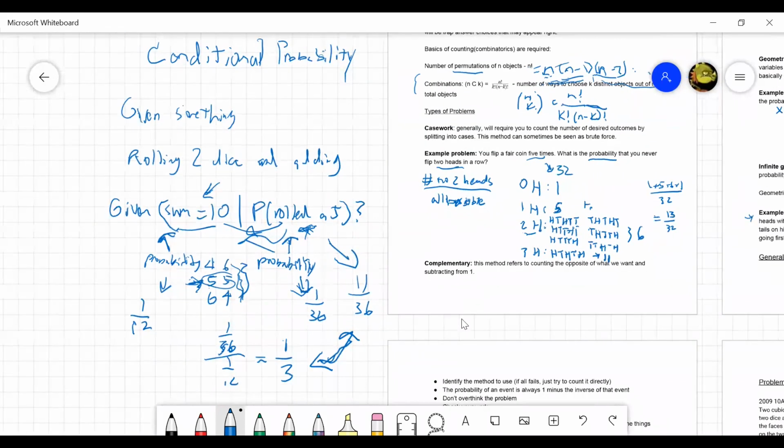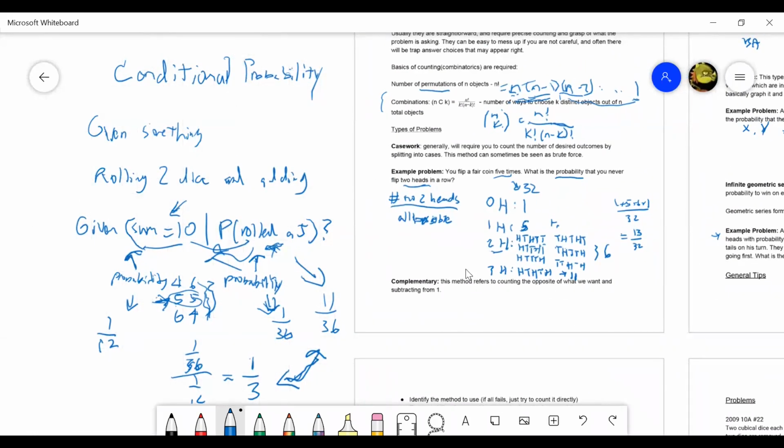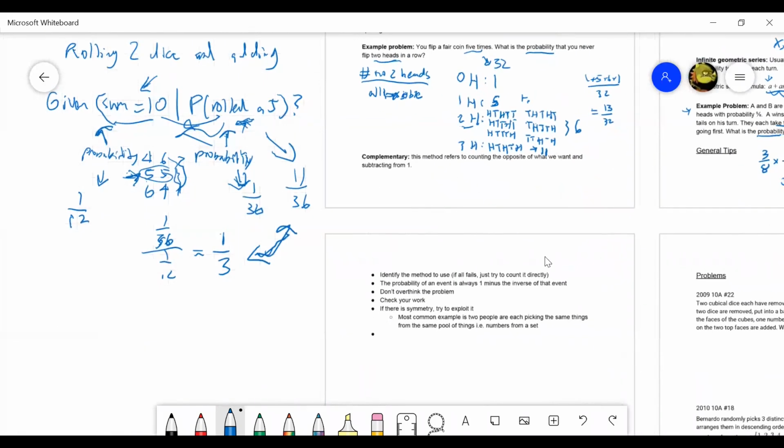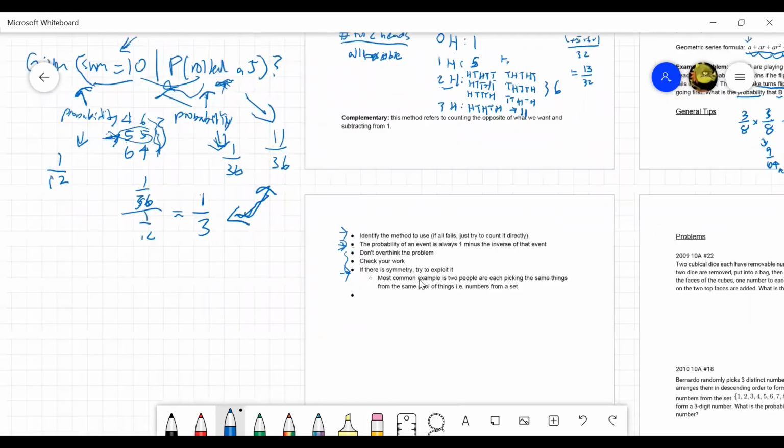All right. So that is all the types of problems I wanted to talk about. Next, we have some general tips, very general. Just identify the method to use. This is just complementary counting. Don't overthink it, check your work. Exploit symmetry. I do want to talk about symmetry later, but so yeah, I think that's it.